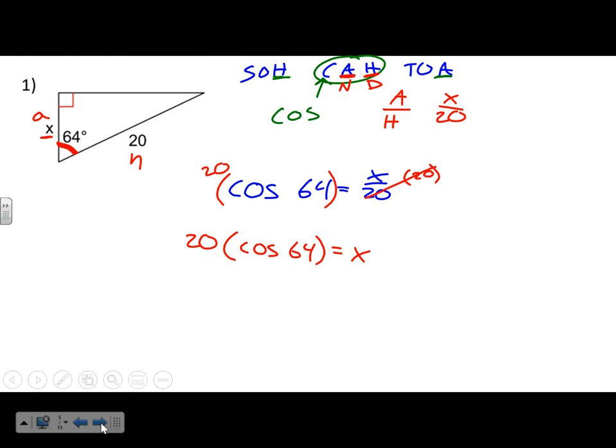And then from here, it's just a calculator problem. So just type in 20 times the cosine of 64, hit enter. You end up getting x is equal to 8.77. I always go to 2 decimal places. That's usually, unless they tell you otherwise, a pretty safe amount to go. So that length is 8.77.